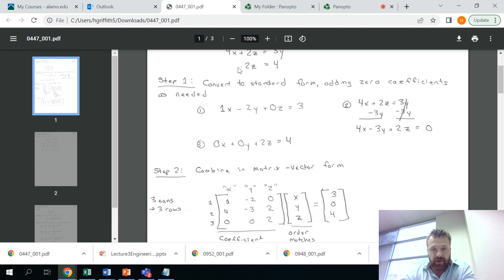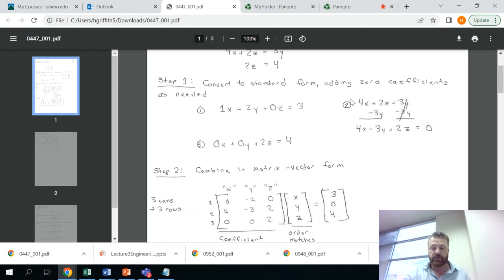What about equation 3? We'll notice that it doesn't have an x or a y, so I'll just add in 0 coefficient terms for the x and the y. So 0x plus 0y plus 2z equals 4. So now that I have the three equations in an organized standard form, I need to put it into matrix vector form. And since I have three equations and three unknowns, my coefficient matrix will be 3 rows by 3 columns, or 3 by 3. In row 1, I'm going to have all the coefficients of the variables from equation 1. Since I chose to order them with x's first, y's second, and z's third, I'll have the coefficient of x, which is 1, the coefficient of y, which is minus 2, and the coefficient of z, which is 0.